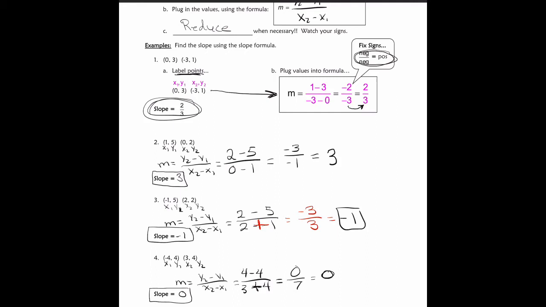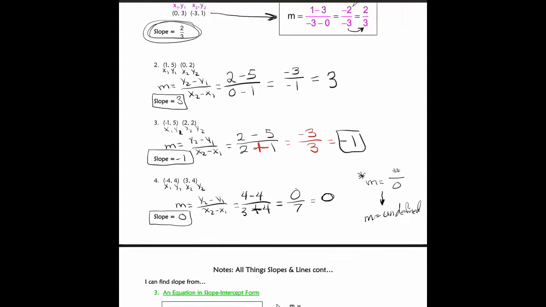It's okay to have 0 in the numerator. I can't have 0 in the denominator. So if we ever do a problem like this, and you work it down and you have something like any number on top divided by 0, that means that my slope is undefined. Okay, so keep that in mind. All right, so that's finding slope using the slope formula.